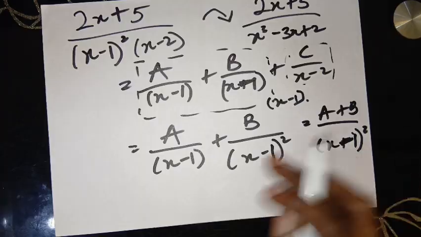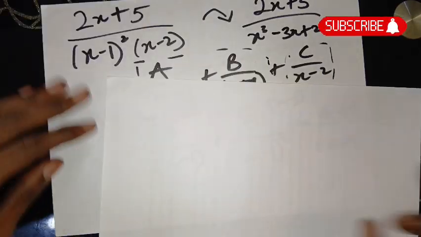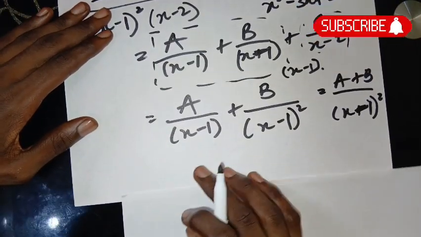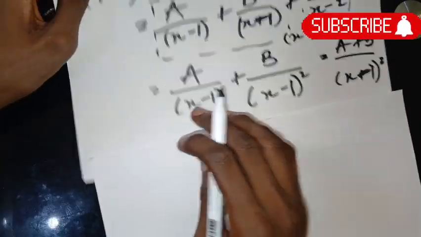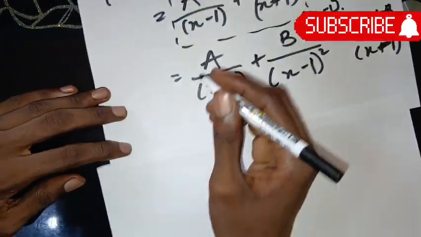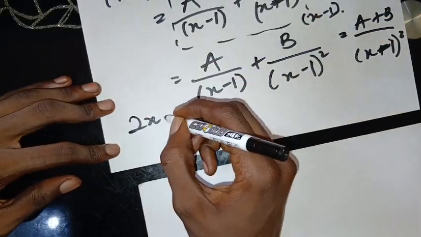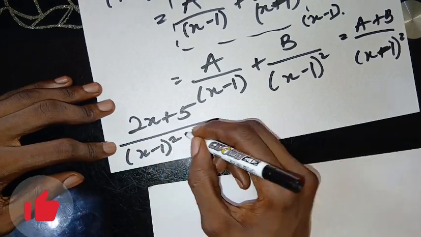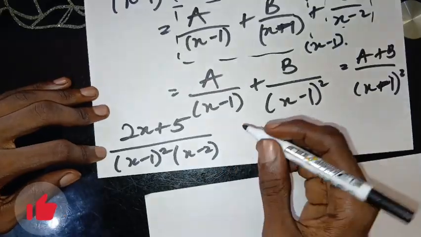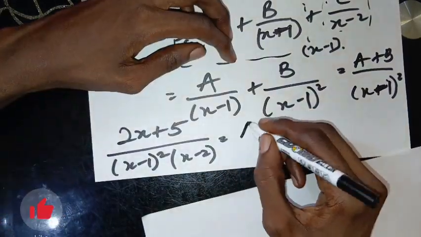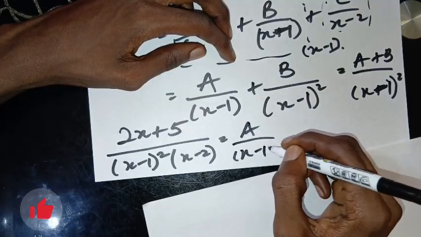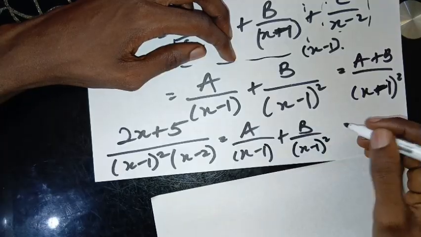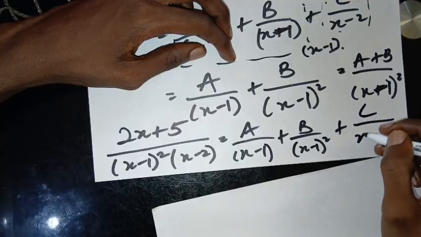So now to solve this, let me write this as: 2x plus 5 over the denominator equals A over x minus 2, like we said, plus B over x minus 1, like we said, plus C over x minus 1 squared, that we didn't touch earlier.